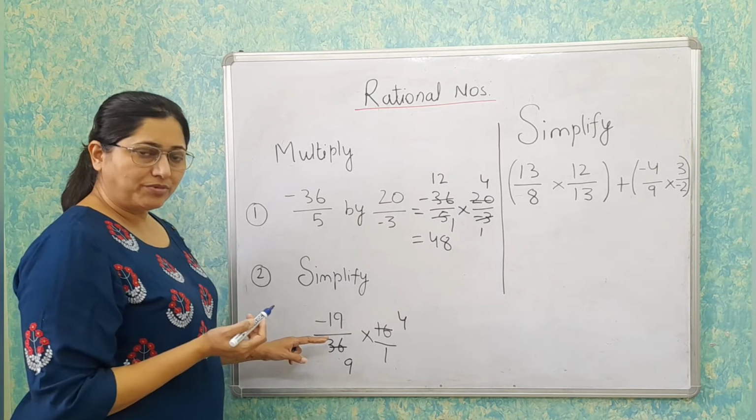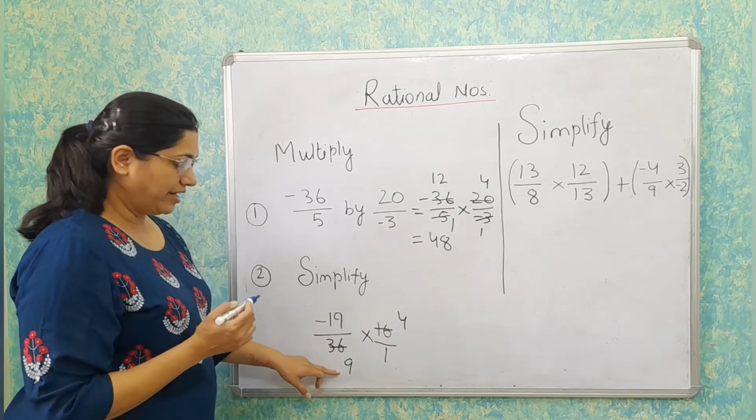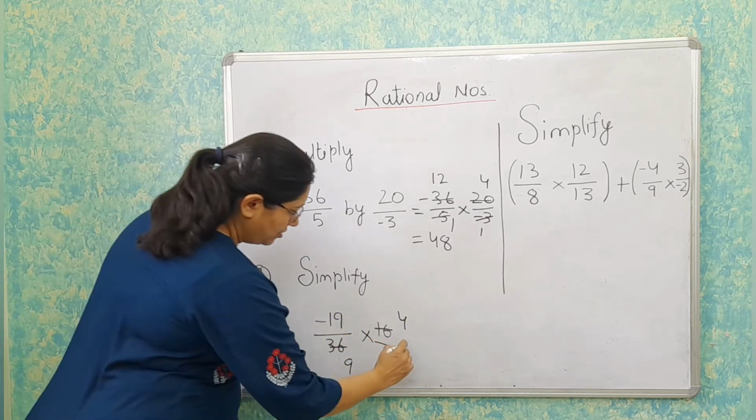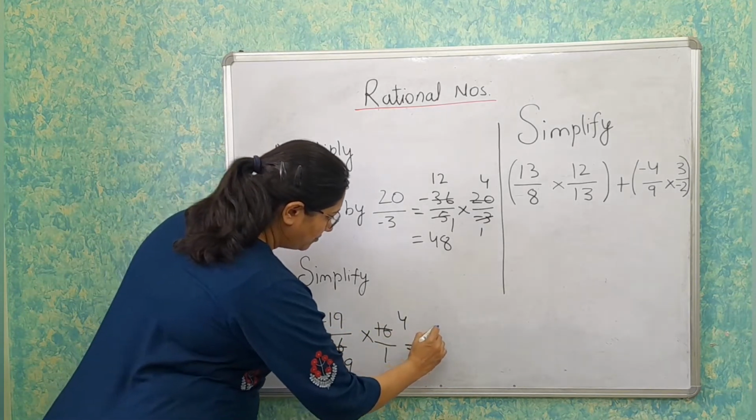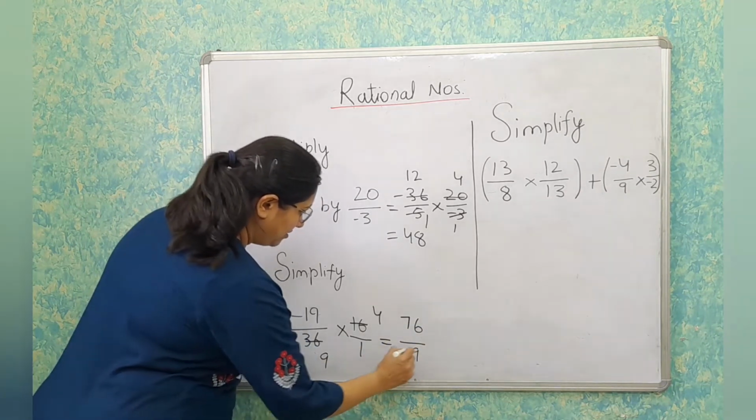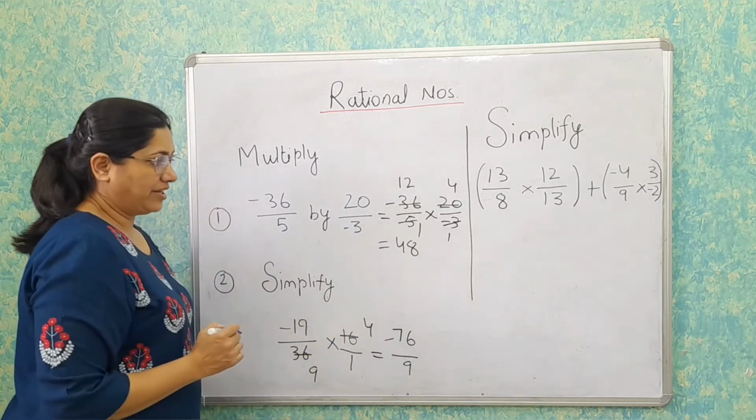Now there is no common divisor which can divide 19 and 9 or 4 and 9. So I just have to multiply 19 with 4. So 19 fours are 76. 9 ones are 9. But 19 is negative, so I will put a negative sign.